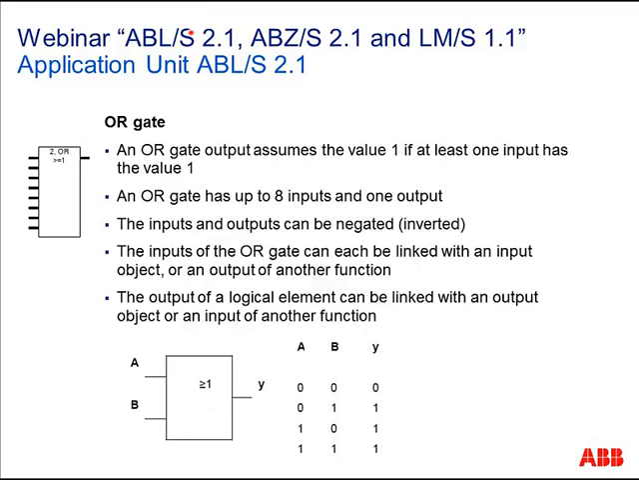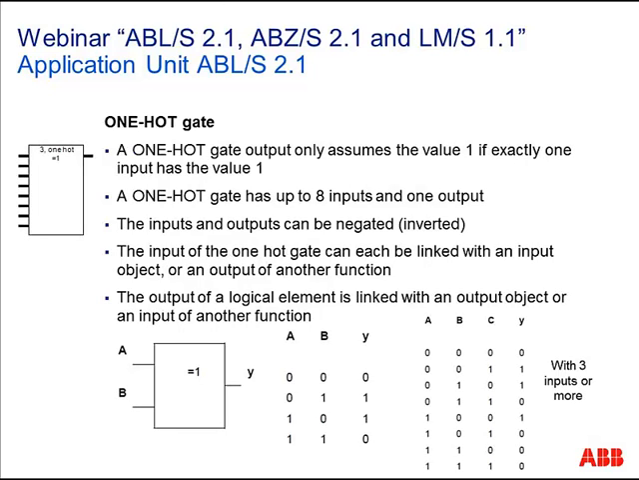Additionally, we have an OR gate. The OR gate also has a maximum of 8 inputs. We can also negate or invert each of the inputs, and of course the result in our output. The principle of an OR gate: the output is 1 or high if at least one of our inputs is high. The first one, the second one, or all inputs are 1, and then the output is also 1.